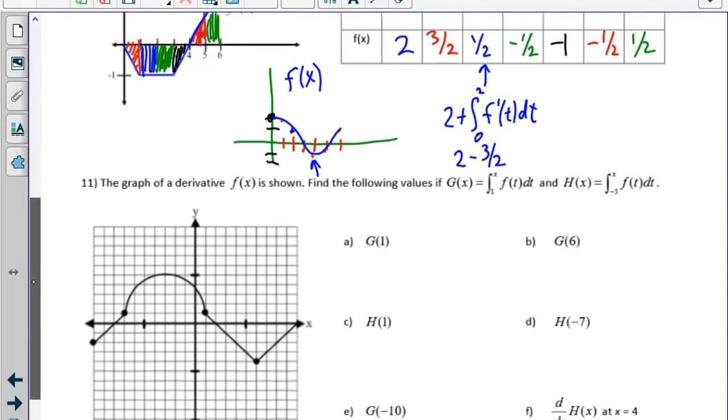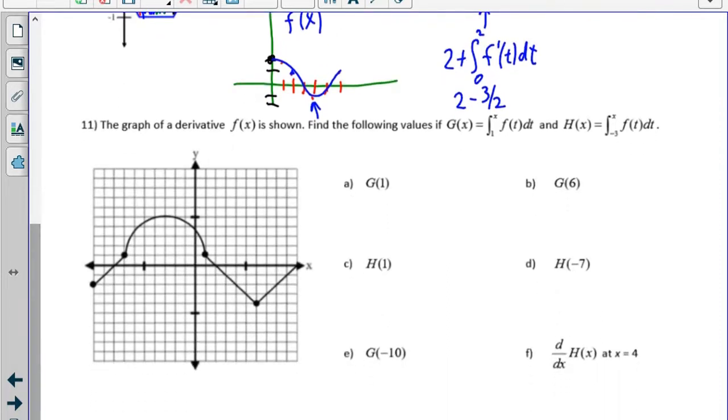Number 11, graph of the derivative is shown. Find the following values if g of x is the integral from 1 to x of, oh shoot, this shouldn't say derivative. The graph of f of x is shown. It is a derivative of some other functions, namely it's the derivative of g of x and h of x, but that's beside the point. So find the following values.